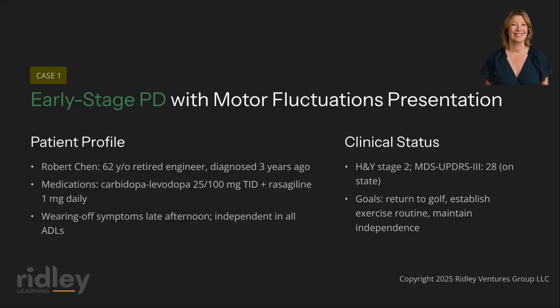Mr. Robert Chen is a 62-year-old retired engineer diagnosed with Parkinson's disease 3 years ago. He presents to an outpatient rehabilitation program seeking guidance on exercise programming and management of emerging motor fluctuations. His current medications include carbidopa levodopa 25/100 milligrams 3 times daily and rasagiline 1 milligram daily. He reports wearing off symptoms in the late afternoon with increased tremor and slowed movements, but maintains independence in all activities of daily living. His wife accompanies him and expresses interest in learning how to support his exercise program.